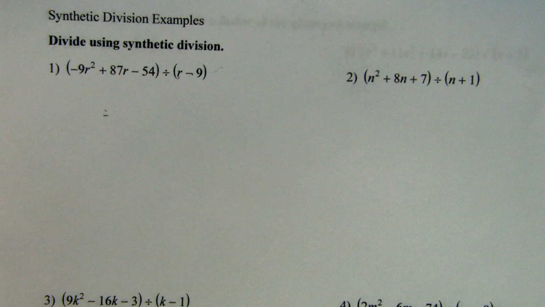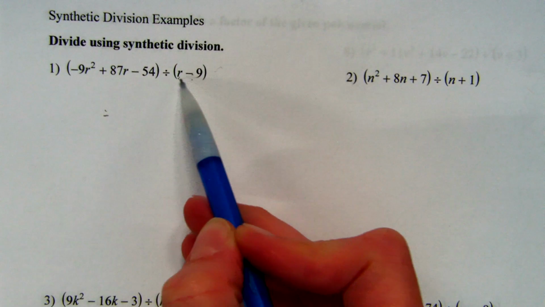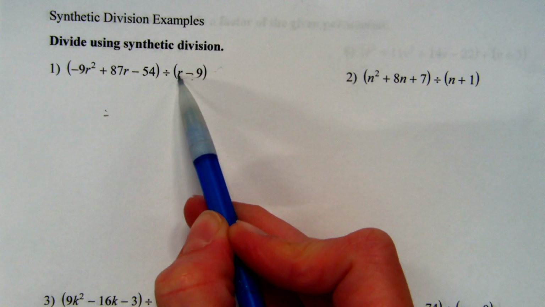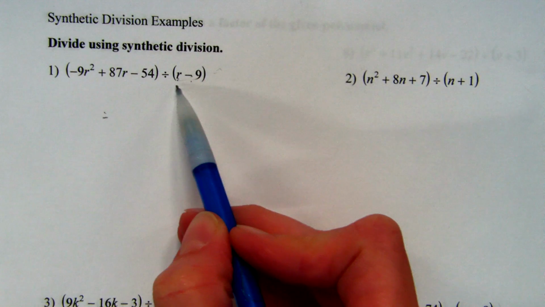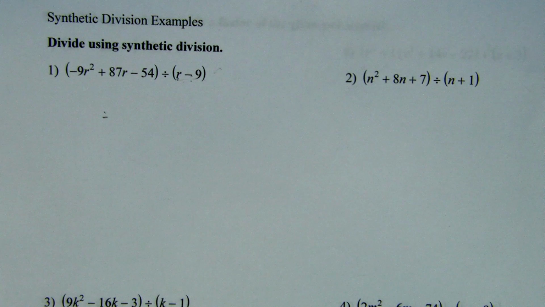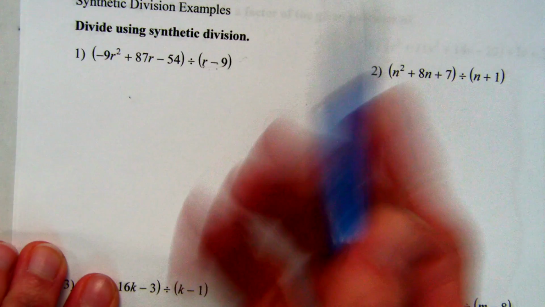Okay, so we are looking at synthetic division today, which I was just explaining only works when your divisor is pretty simple. It can't have more than two terms. It can't have a coefficient on the variable. It has to be something simple like r minus 9, x plus 2, just because of the way the shortcut works.